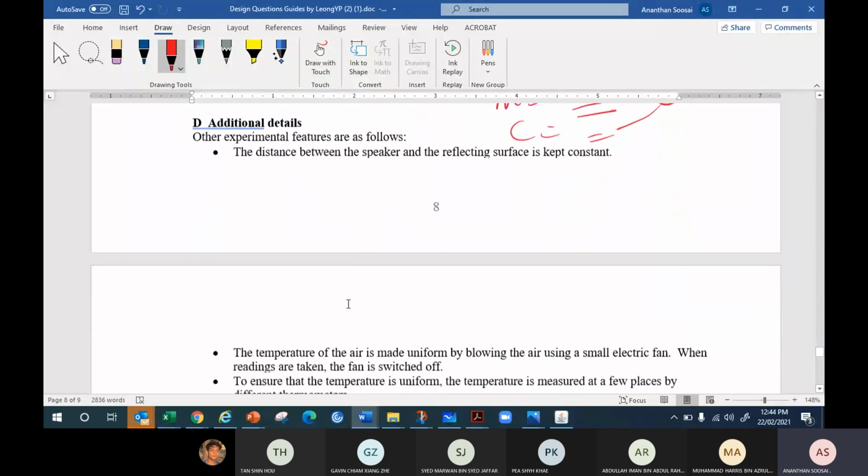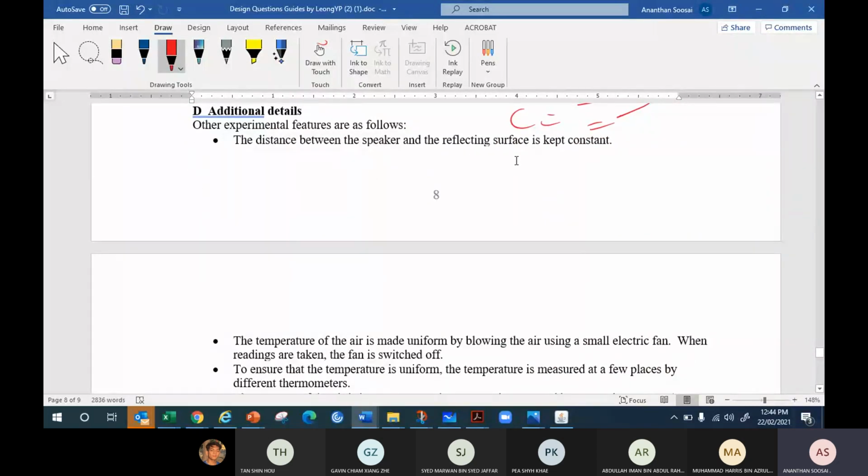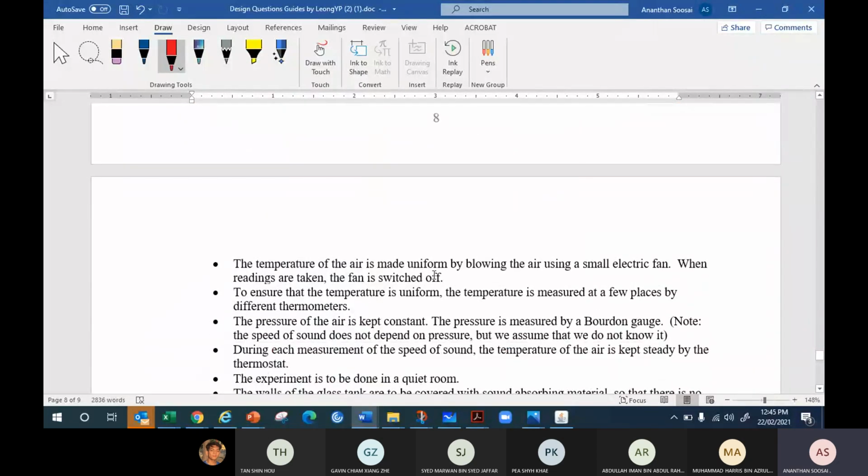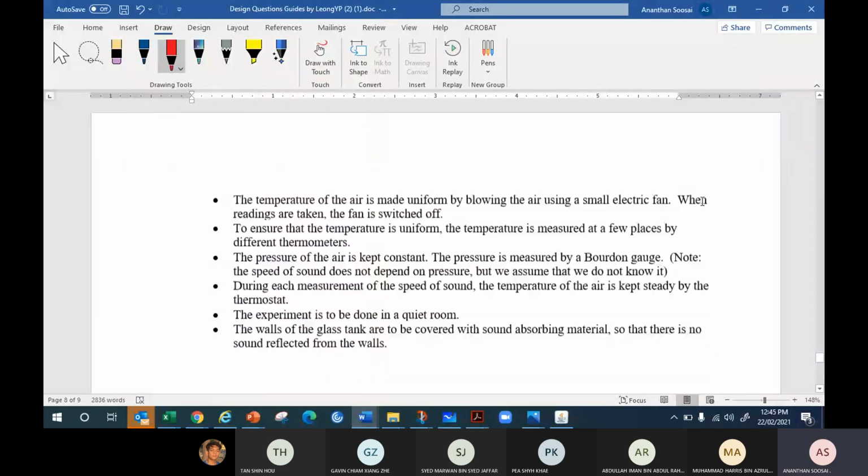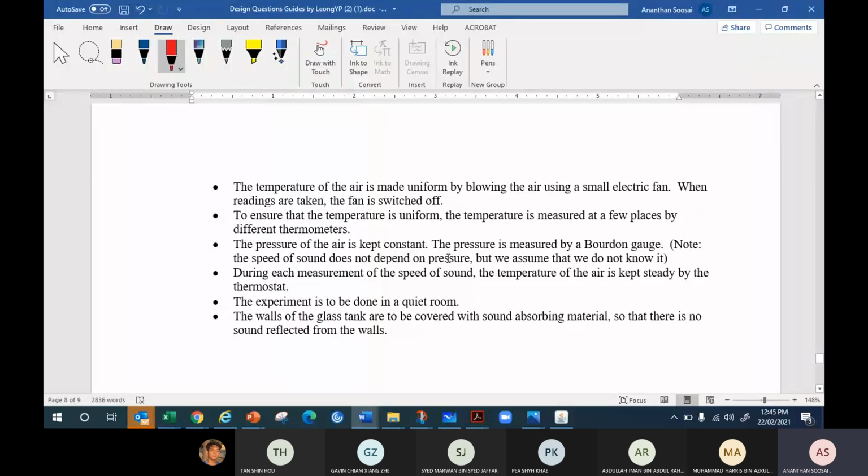Then extra details: the distance between the speaker and the reflector is kept constant. The temperature of the air is uniform, blowing air using a small electric fan. These all are detail marks. To ensure the temperature is uniform, the temperature is measured in a few places and the average taken, a detail mark. One student just said thermometer. This student said use 2 thermometers and take the average, a detail mark, an extra mark. The pressure of the air is kept constant. The pressure is measured by using a Bourdon gauge. This pressure can be a method mark. In this case, they put detail.